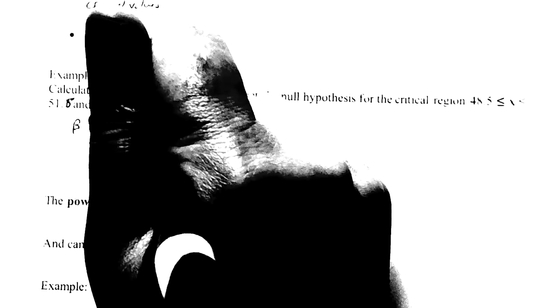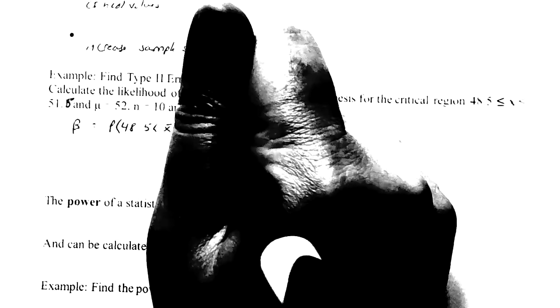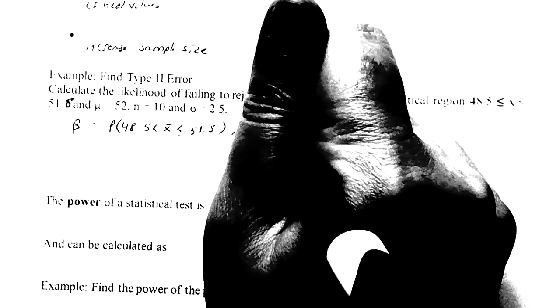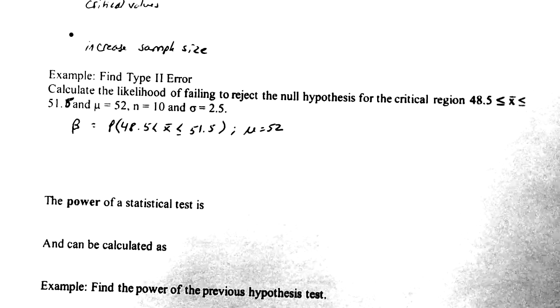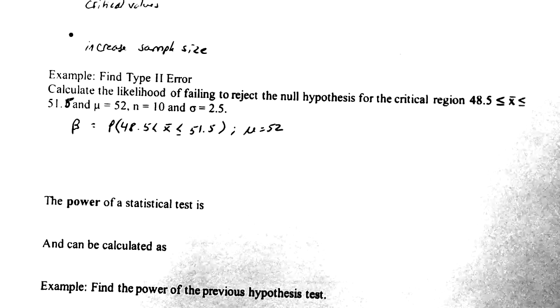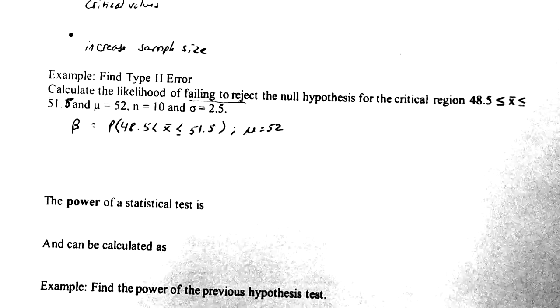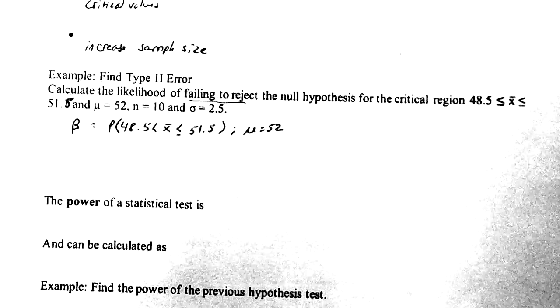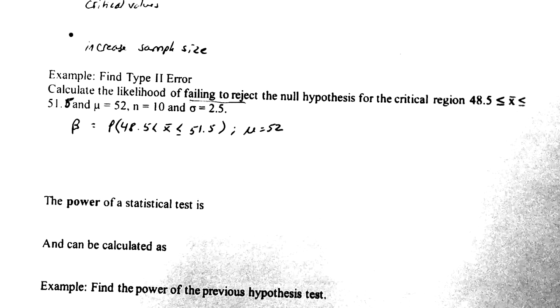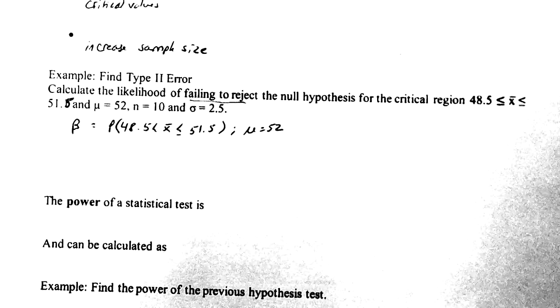So beta is equal to the probability that we're within that critical region but the mu is different than we thought it was. Instead of the mu being 50, the true population mean is actually 52. And so we're within this region, and we're afraid that we're going to fail to reject the null hypothesis. So we're going to accept the null hypothesis for a given critical region, but we had our mu wrong. We had done this based on a mu equal to 50, but the true mu is 52.